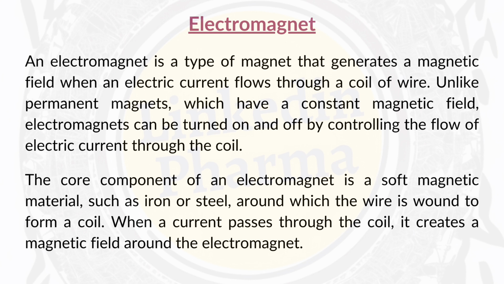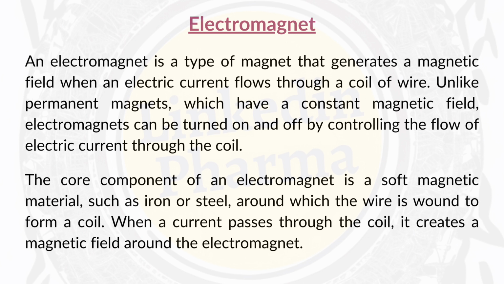Electromagnet. An electromagnet is a type of magnet that generates a magnetic field when an electric current flows through a coil of wire. Unlike permanent magnets, which have a constant magnetic field, electromagnets can be turned on and off by controlling the flow of electric current through the coil. The core component of an electromagnet is a soft magnetic material, such as iron or steel, around which the wire is wound to form a coil.